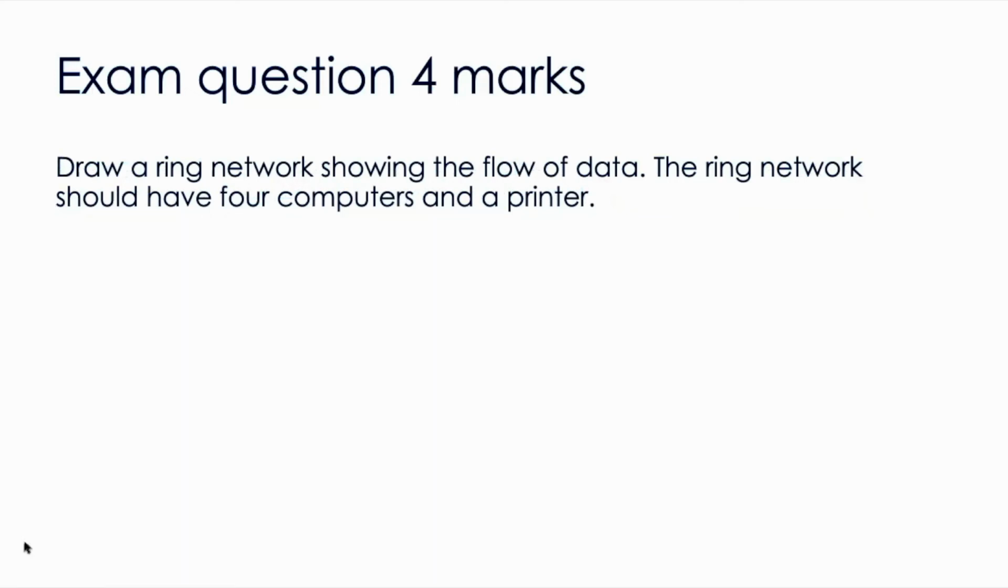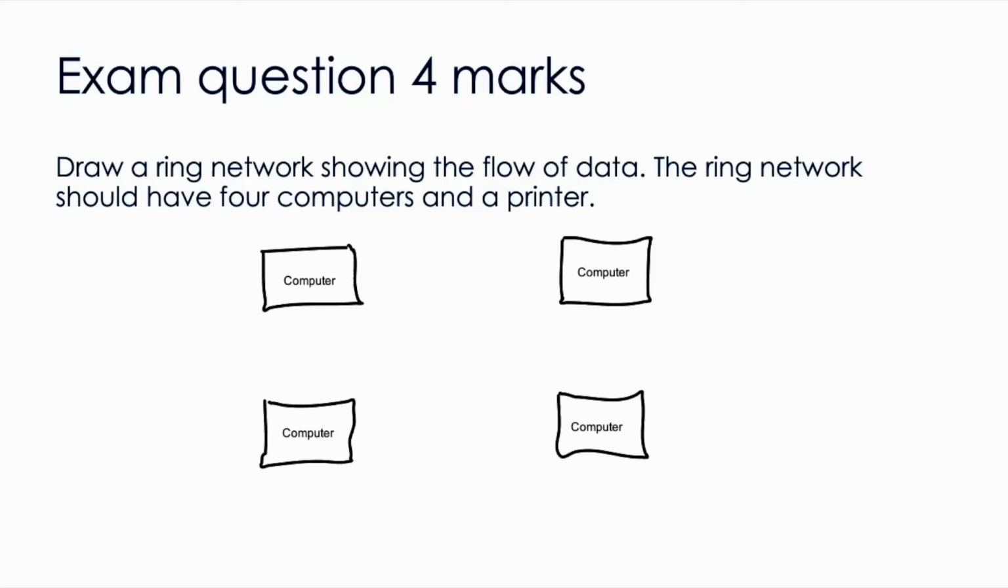So here's another exam question, again for 4 marks. Draw a ring network showing the flow of data. The ring network should have 4 computers and a printer. Now here's my 4 computers, and I've spread them out in such a way that I'm going to be able to draw a ring. Now I need to add my printer. So here's my printer, and it's important to remember to label all of these components.